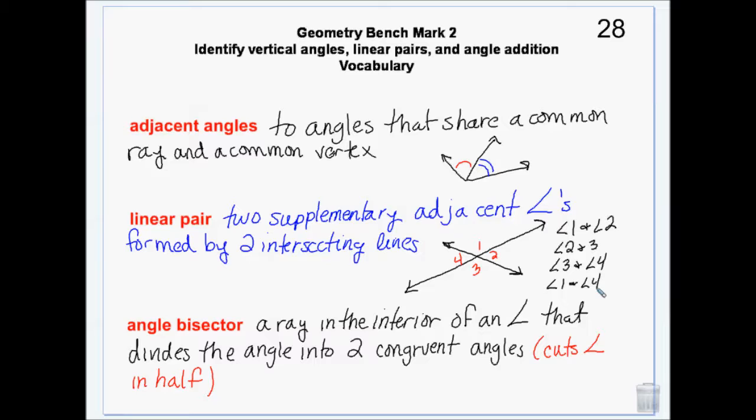And these, because they're supplementary, 1 and 4, like all of these sets, will all add up to 180 degrees each. So angle 1 and angle 2 add up to 180, 2 and 3 add up to 180, 3 and 4, and 4 and 1. And then 1 and 3 are congruent, and 2 and 4 are congruent.